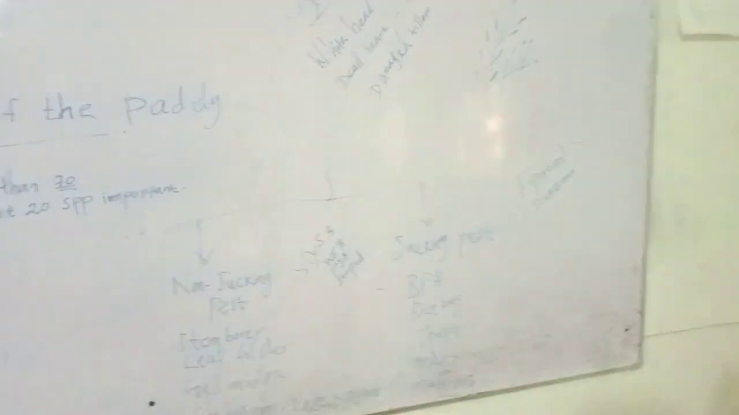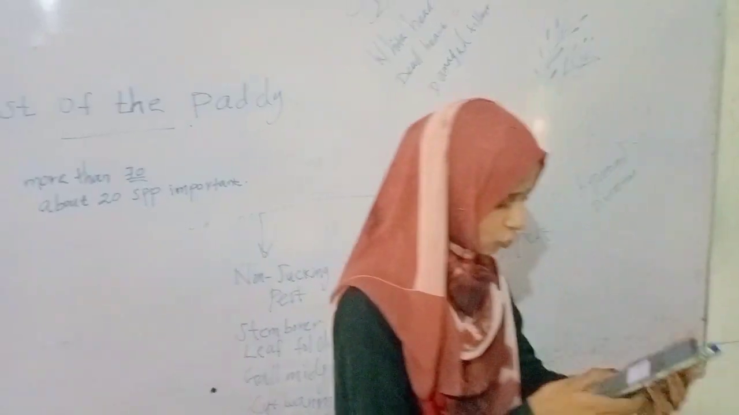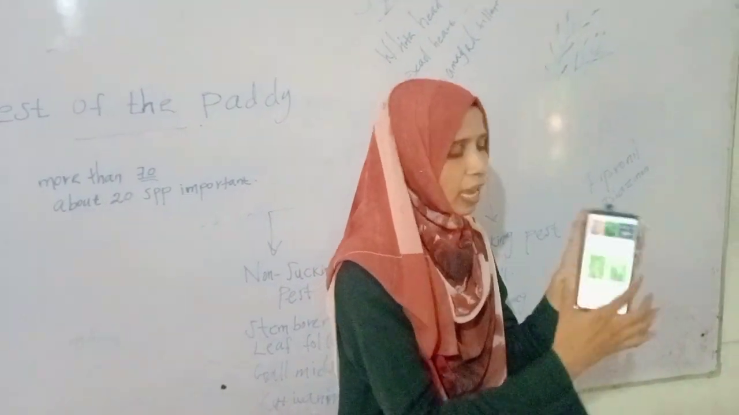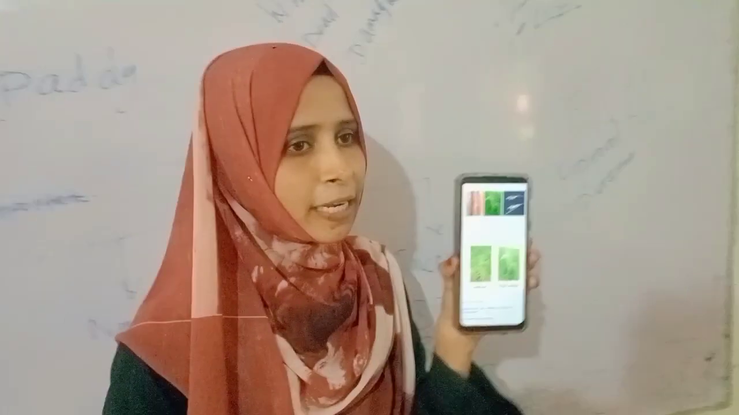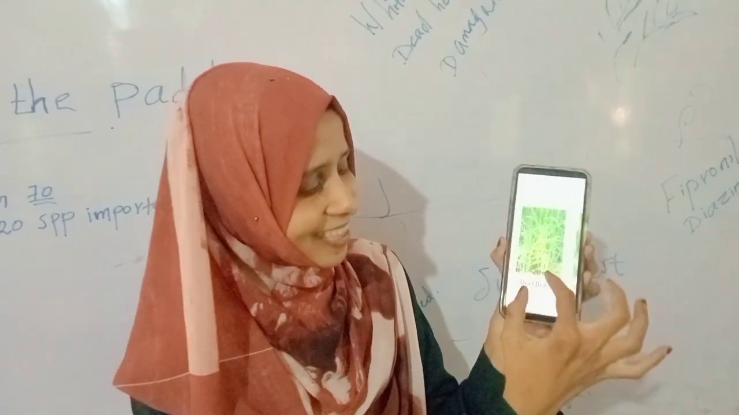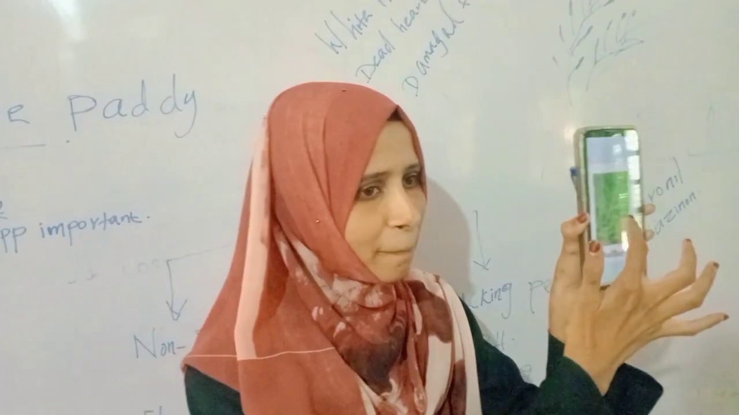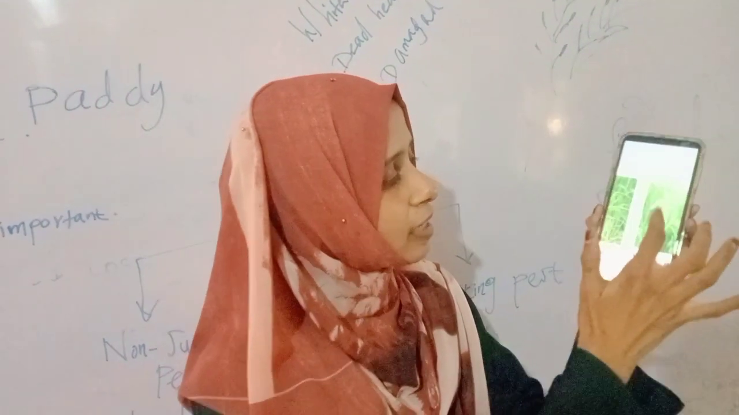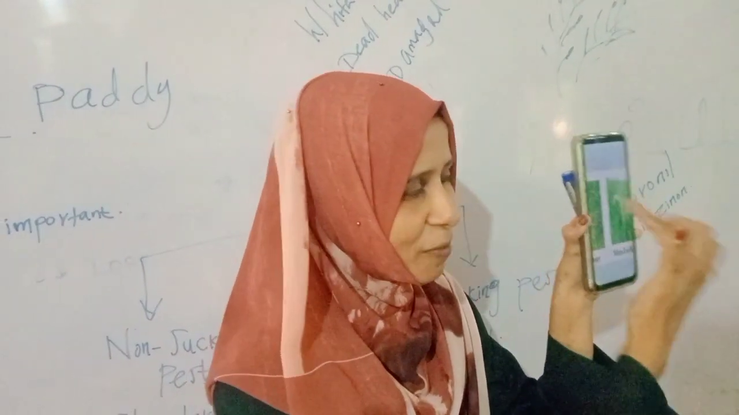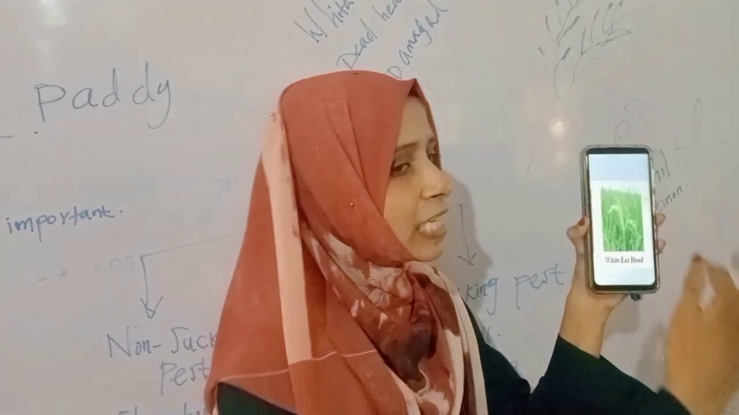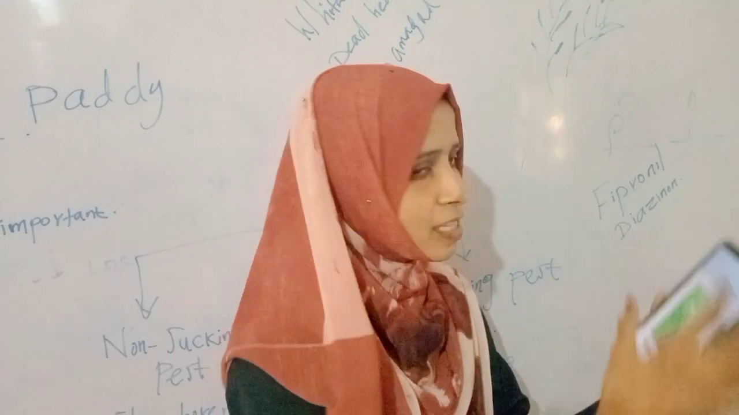In the pictures, you can see the dead heart. You can observe the paddy plant, the dead heart effect on the paddy, and the white heart in the mature plant. The tiller formation is also damaged. That's all about it.